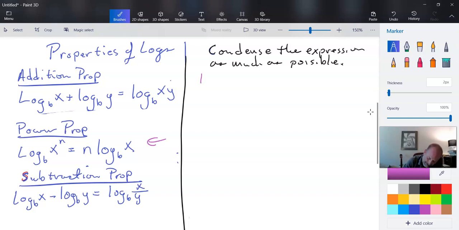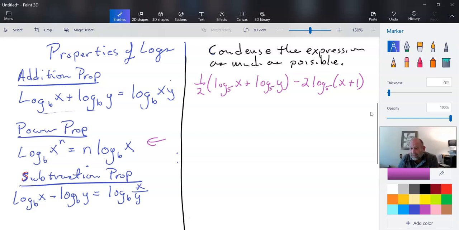Okay, so we'll go 1/2 times log base 5 of x plus log base 5 of y minus 2 log base 5 of x plus 1.